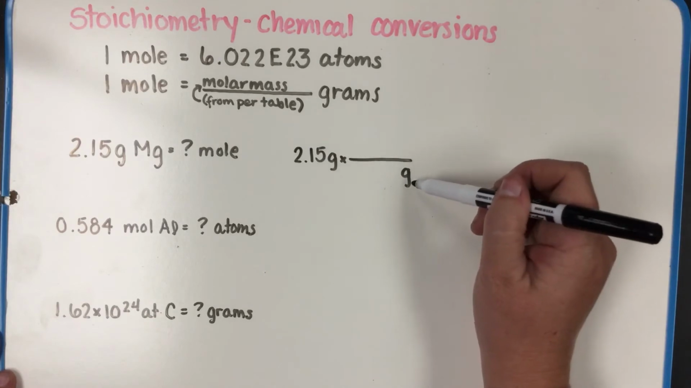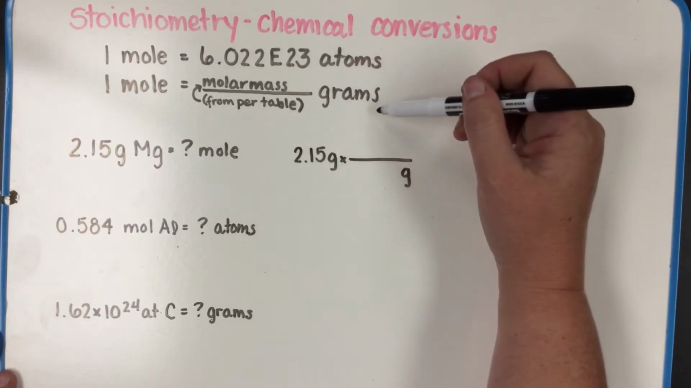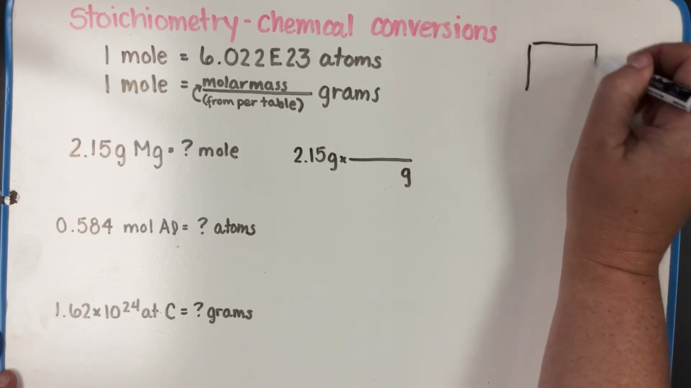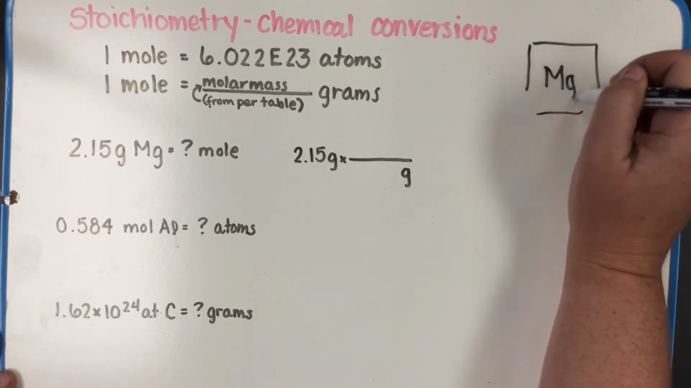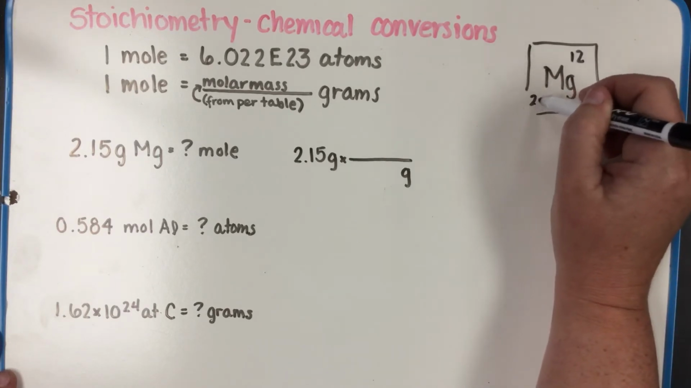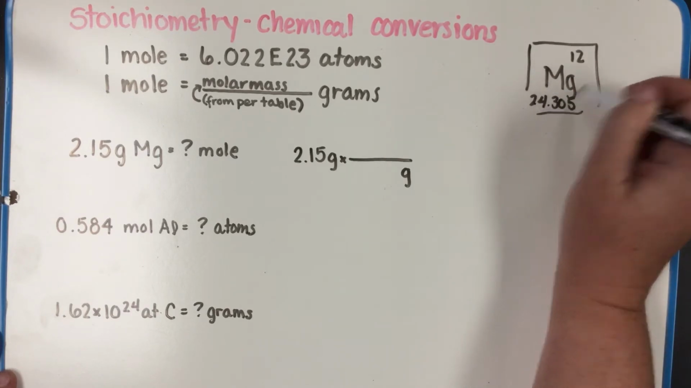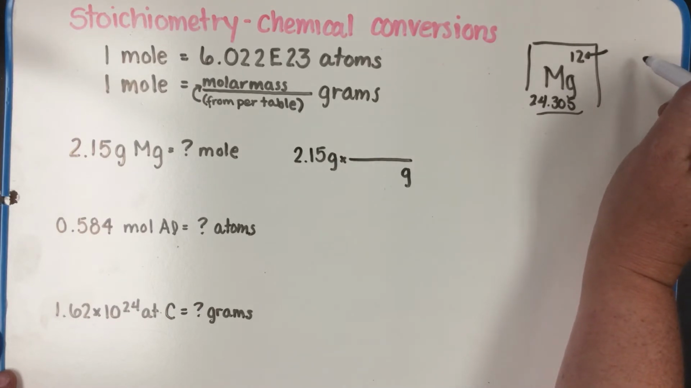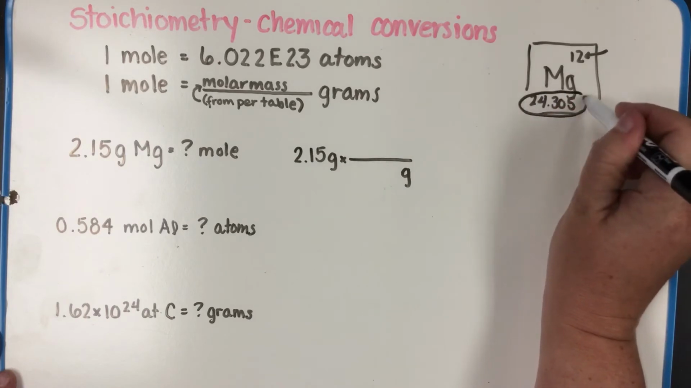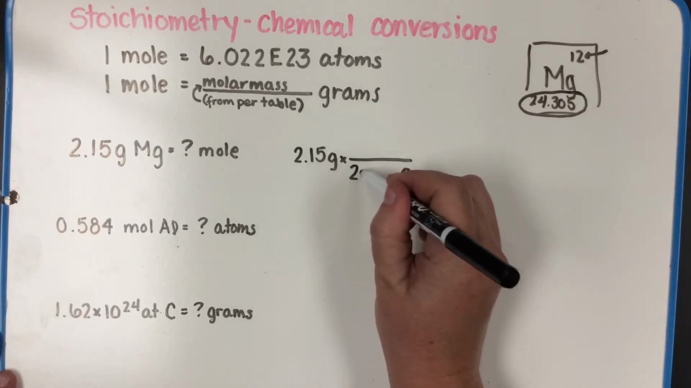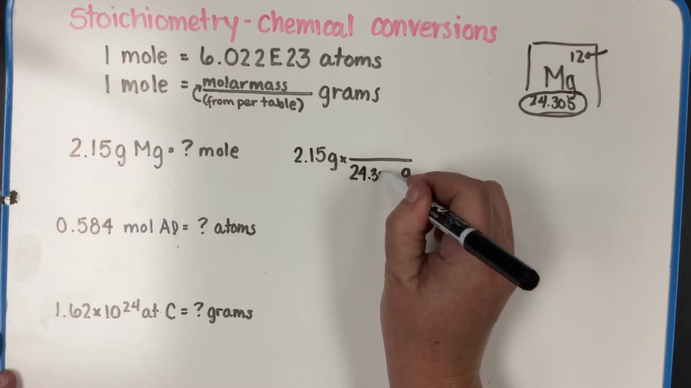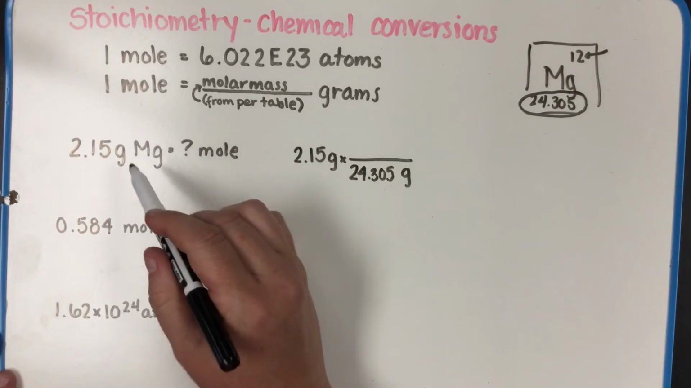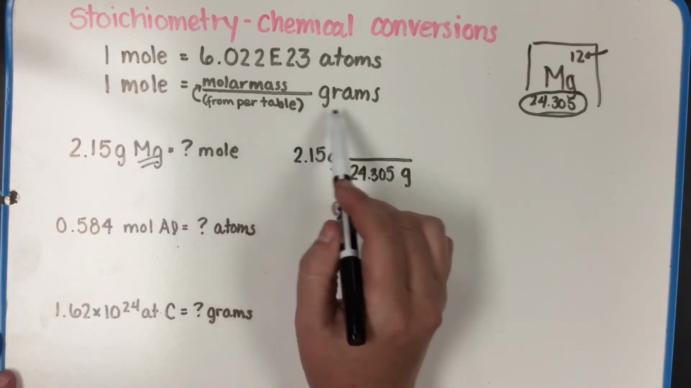Since here we're looking for grams, we're going to need that molar mass, which means we would need to look on our periodic table. So when we look at magnesium on our periodic table, we have a 12 and we have a 24.305. This is the atomic number. We don't use that one in stoichiometry. That was just the protons. This is the average atomic mass, and that's the one that goes with grams anytime we do a stoichiometry problem. So 24.305 grams for magnesium is equal to 1 mole.